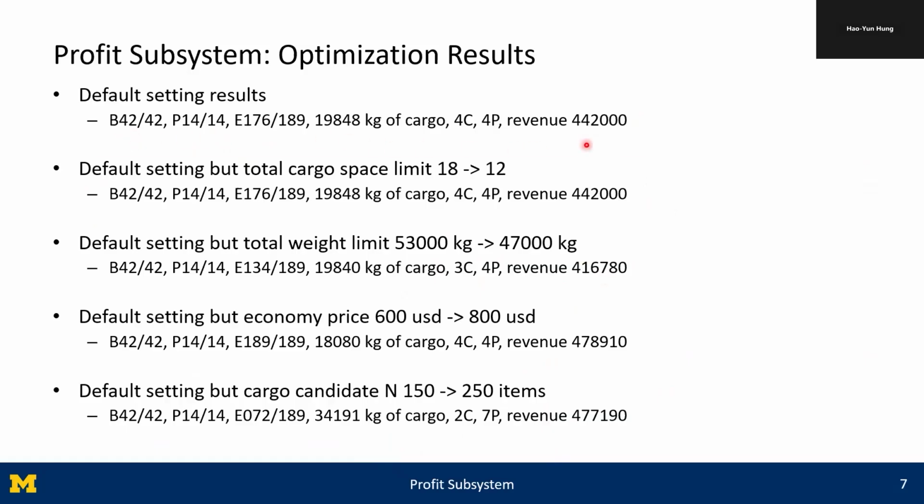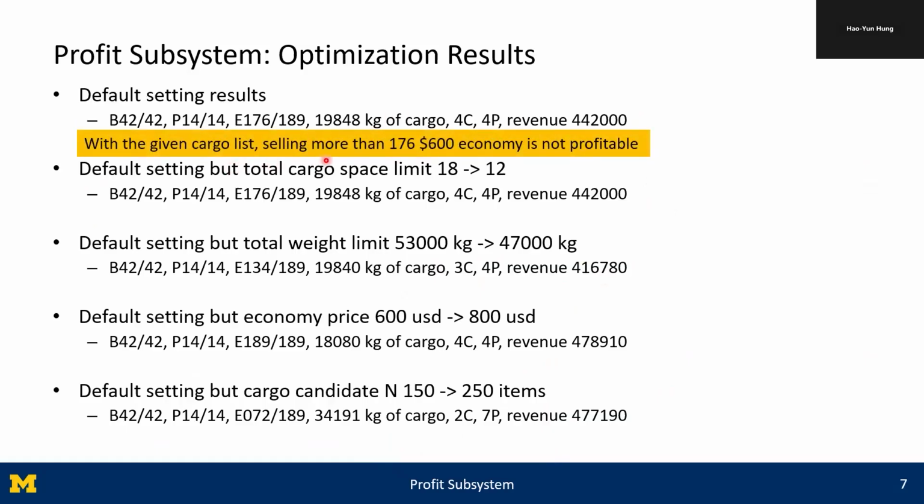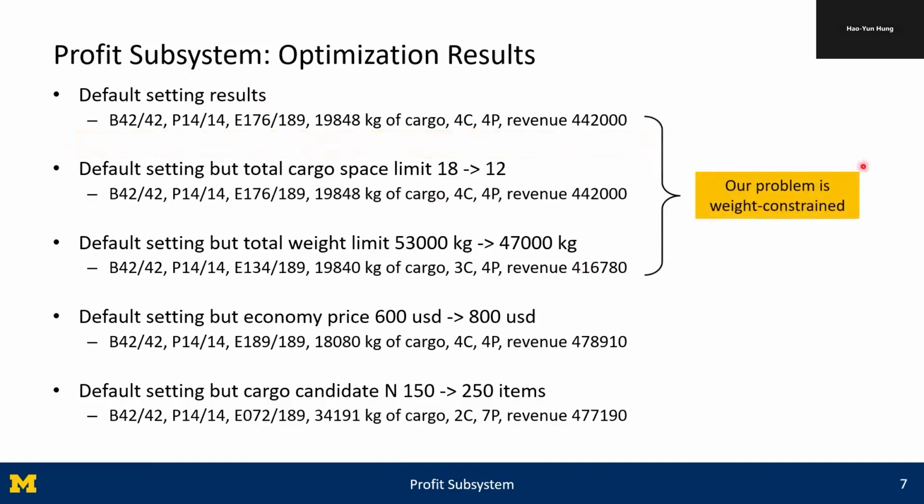What this is telling us is that with the given cargo list, selling more than 176 $600 economy seats is not profitable. So if you're selling numbers higher than this, you should charge more than $600. We also played around with the space limit and weight limit, and found that our problem is mainly weight constrained. We also changed our economy ticket prices and made our candidate cargo list longer, which raises the mean value of the cargo. We found that these changes can be explained because our problem is weight constrained.